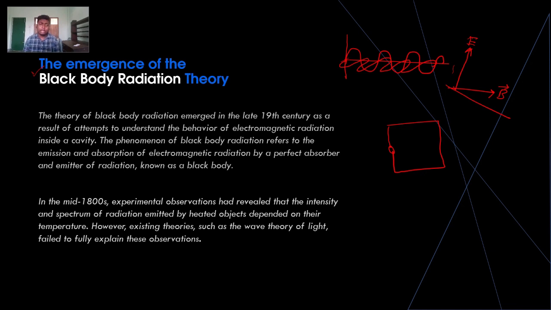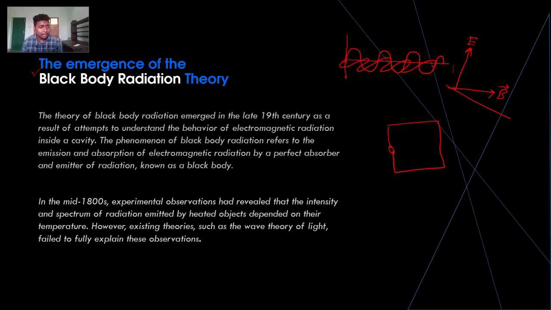Okay. Now, the phenomenon of blackbody radiation refers to the emission and absorption of electromagnetic radiation by a perfect absorber and emitter of radiation, which is known as the blackbody. Actually, this blackbody is an ideal thing in physics. It can absorb the radiation completely and it can emit the radiation completely. So it's an ideal blackbody which can absorb all and it can radiate all. Okay, in day-to-day cases, this is not the case.